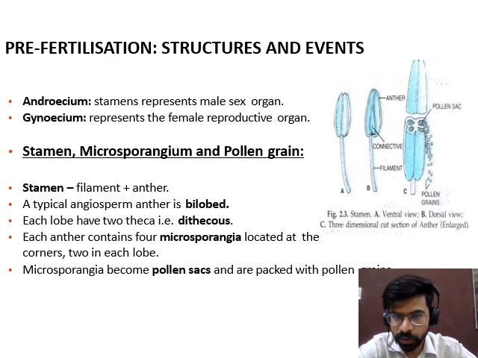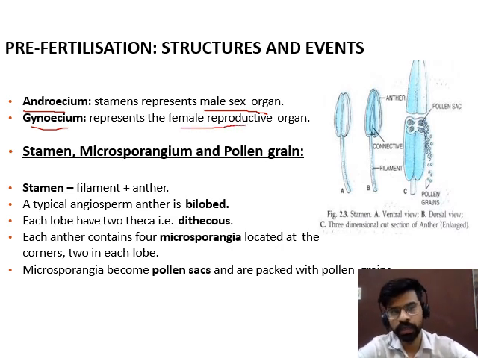And in the first topic in this slide, we study where the male gametes are present, which is the structure in which the male gametes are formed. So first is androecium. Androecium represents the male sex organ, whereas gynoecium represents the female reproductive organ.